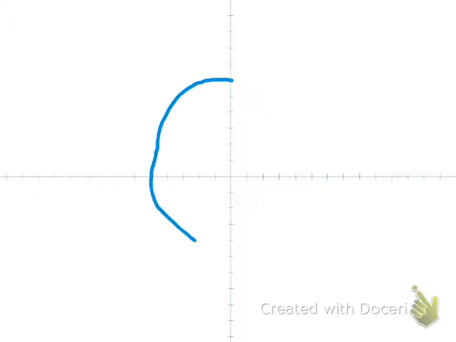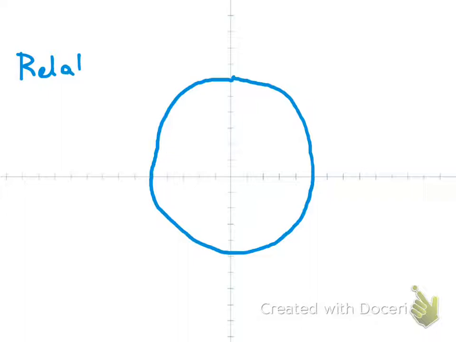So here's a graph. We're going to decide also if this is a function. This is a continuous graph. Is it a relation? Yes. No matter what, everything's a relation. That should be a given. Is it a function? No. This is not considered a function.